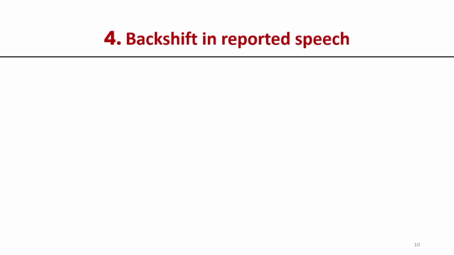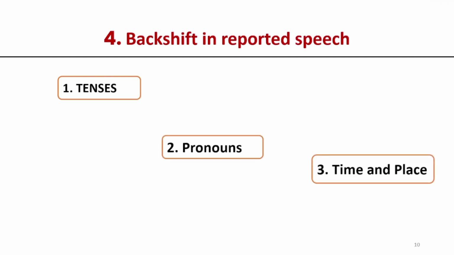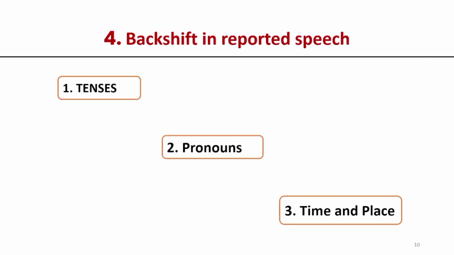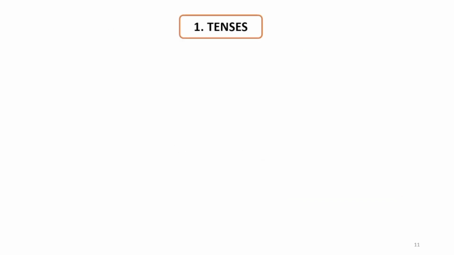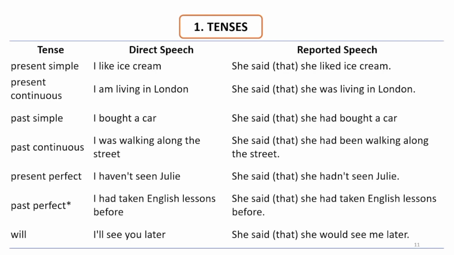So what is backshift? Backshift means changes. There's a change in reported speech: change in tenses, change in pronouns, and change in time and place. Now let's start with change in tenses. From present simple, I like ice cream. This is the direct speech. So the reported speech will be, she said that she liked ice cream. So this is from present simple to past tense.